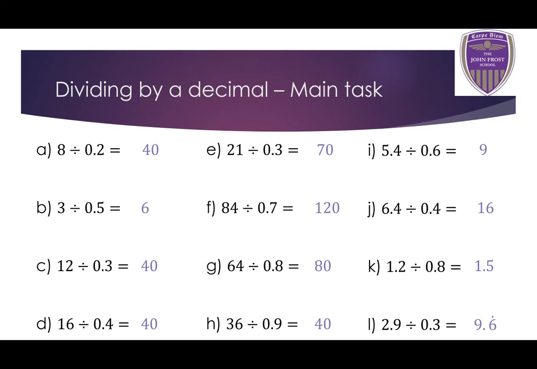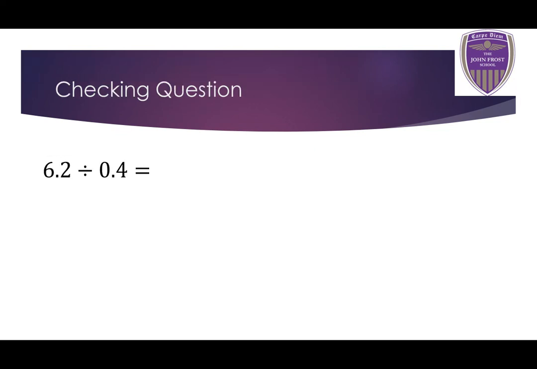Now let's have a look at the checking question. So 6.2 divided by 0.4, okay? So pause the video and have a go at this final question, and then we're all going to go through it together. Best of luck. Okay, so 6.2 divided by 0.4. Well, I'm dividing by a decimal here, okay? So I already should be thinking I need to be turning this into a fraction and then finding an easier equivalent fraction to solve, okay?